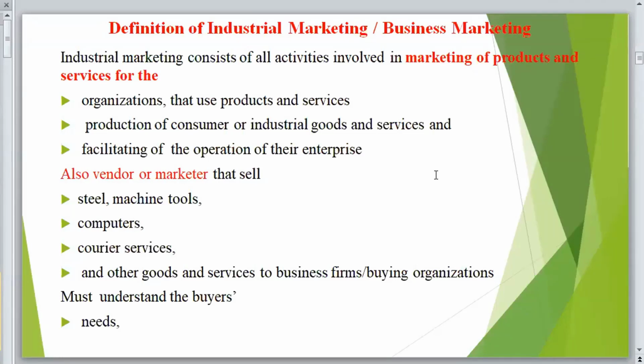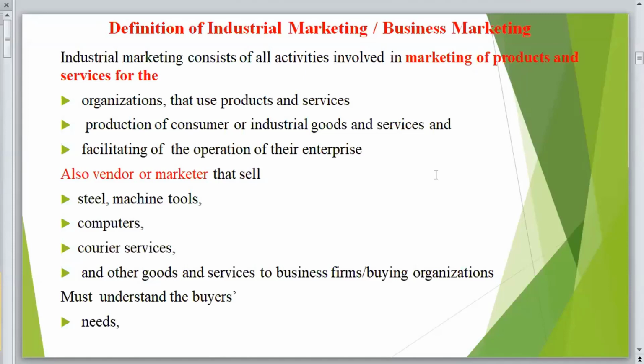Industrial marketing, I hope you are familiar with what marketing is. You have to relate activities dealing with different organizations, manufacturing organizations, or institutions. In consumer marketing, you are dealing with individuals or groups of families.